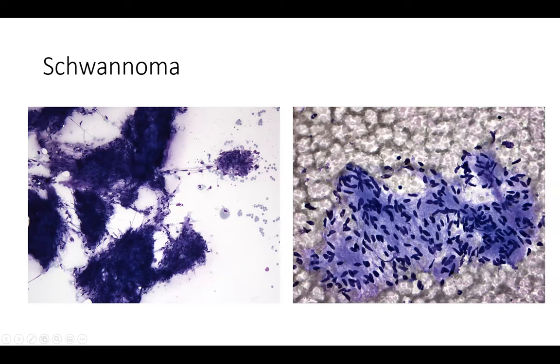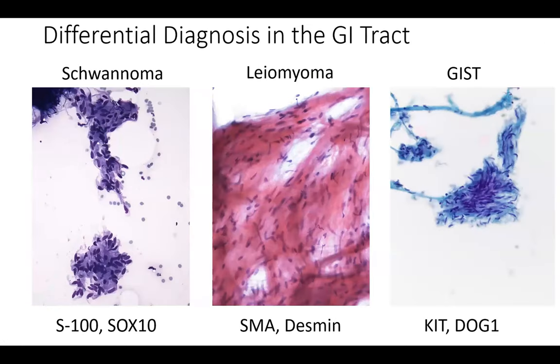These will often have spindled or fish hook morphologies, kind of the bent nuclei. And Schwannian cells will often have pointed ends to the nuclei. So those are some helpful features when you see this jigsaw puzzle-like pattern and clean background. Of course, the differential diagnosis can vary based on site.